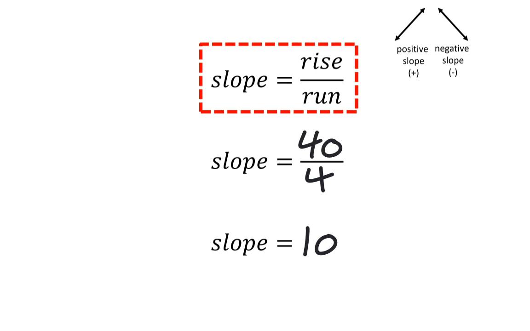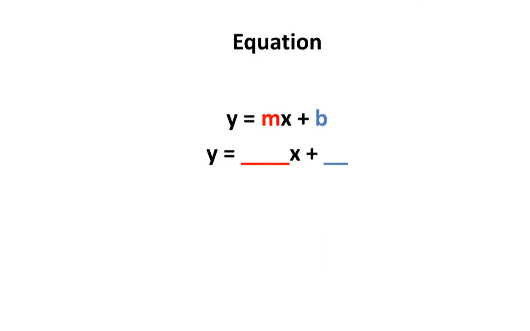Now, we want to check the reasonableness of our answer. Previously, we said that the slope had to be positive. And if you take a look at your slope, it is indeed positive. We just determined our slope to be 10, and from before, we found the y-intercept to be 10 as well. Therefore, the equation of this line is y equals 10x plus 10.